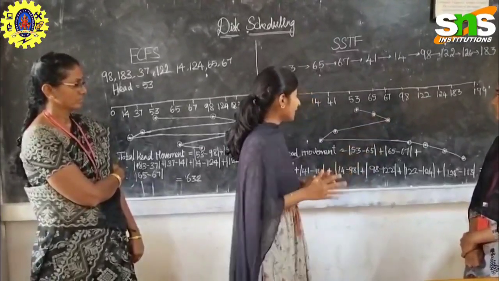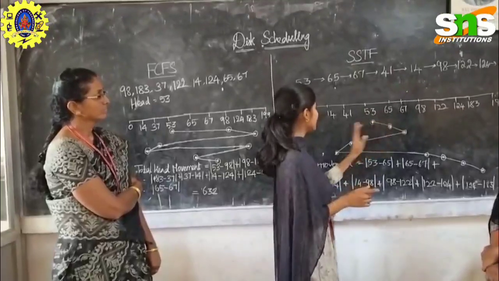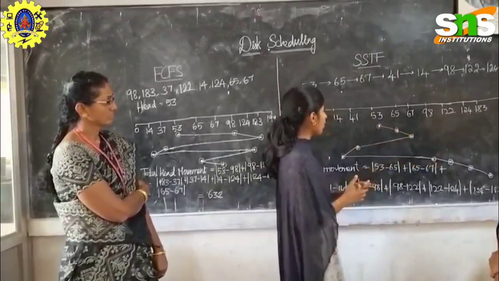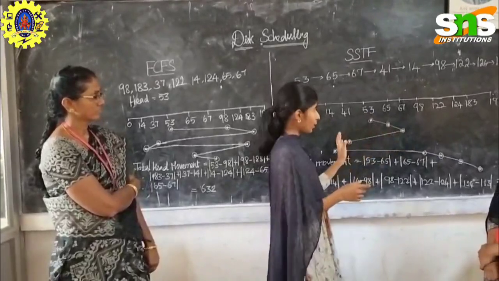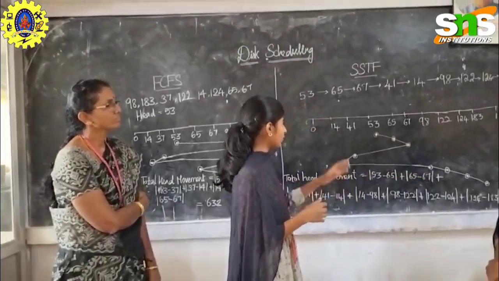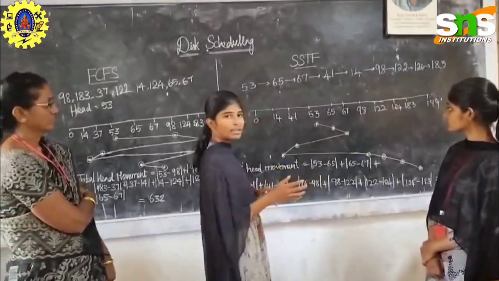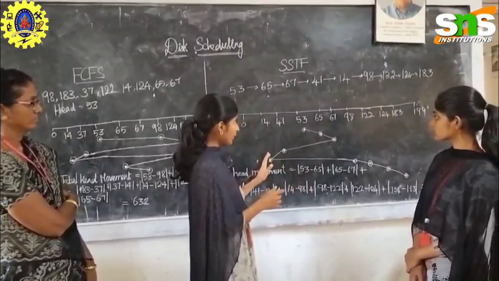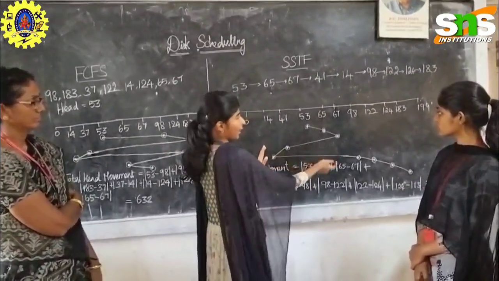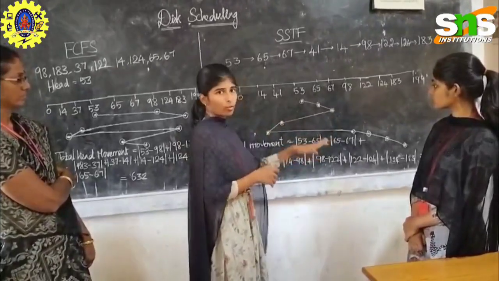Now 65 is completed and 53 is completed. Next we see 41 and 98. Subtracting 67 minus 41 or 67 minus 98, definitely we get the smallest value for 41, so we move to that value. When the pointer reaches 14, only right side values are left, so it goes on continuously. There are no more left side values.